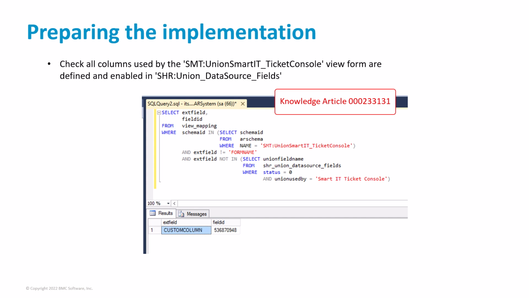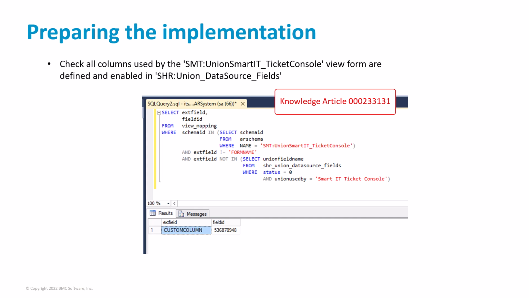If union fields are found for all used columns, this SQL should return no records. In the example here, we can see that it detects that the field ID ending in 948 on the Ticket Console form depends on a union field called custom column, and that this is not found in the Data Source Fields form. So this should then be reviewed and proper records added before a rebuild should be performed.